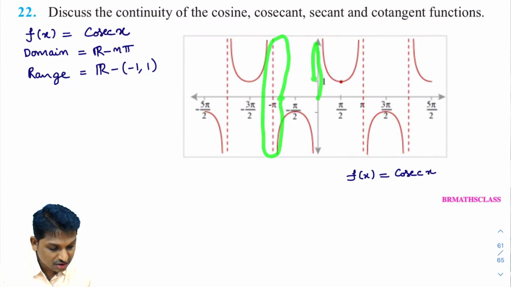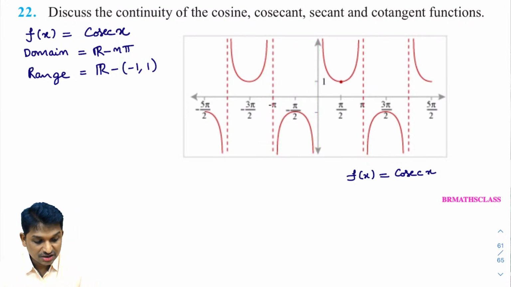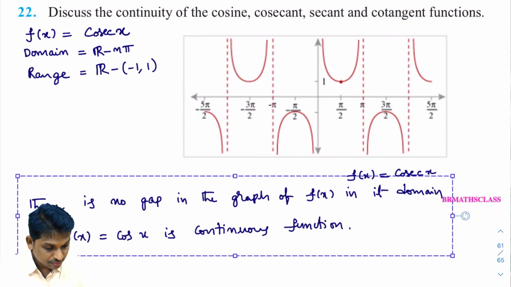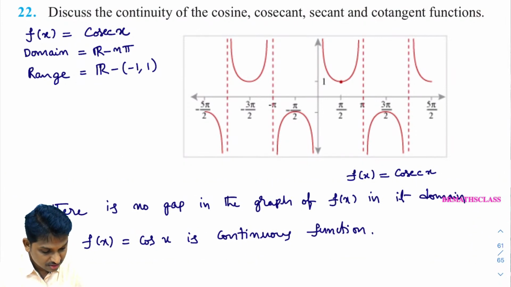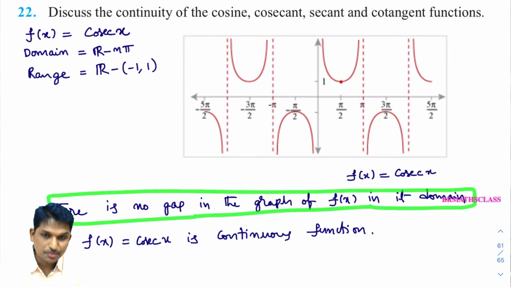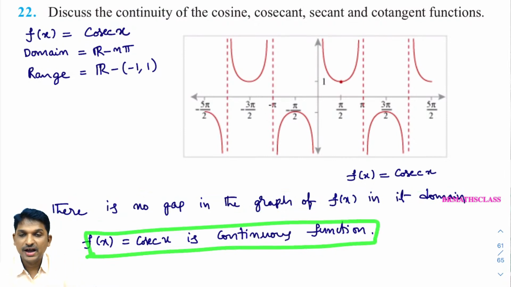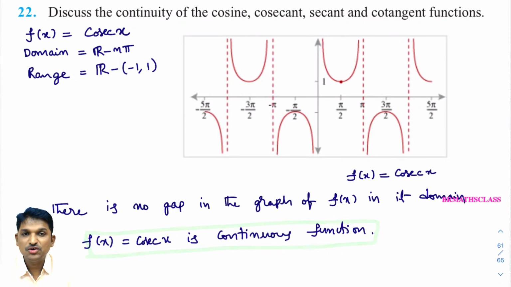0 is also not in its domain. Therefore, this function is a continuous function. So what to specify here? You observe what I have written. There is no gap in the graph of f of x in its domain. There is no gap, right? Therefore, cosecant x is a continuous function. I hope you understand this, right? So till now whatever we discussed, they are all continuous functions.